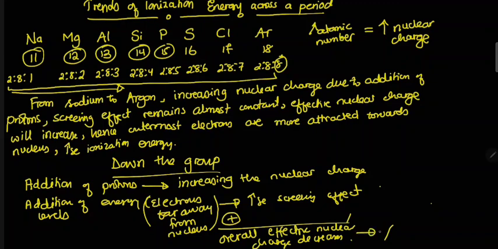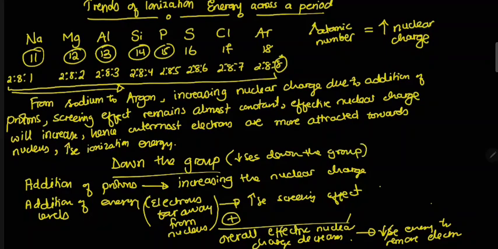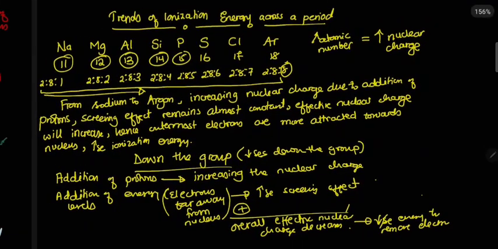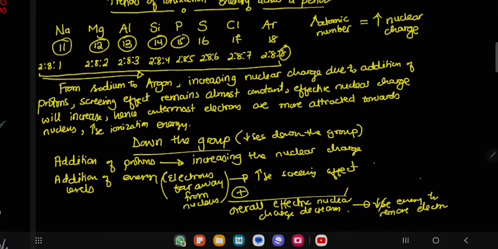Hence, we are going to require less energy to remove electrons. Hence, the ionization energy decreases down the group, because the atom is becoming bigger and bigger down the group. Okay, so this was the basic thing. Thank you.